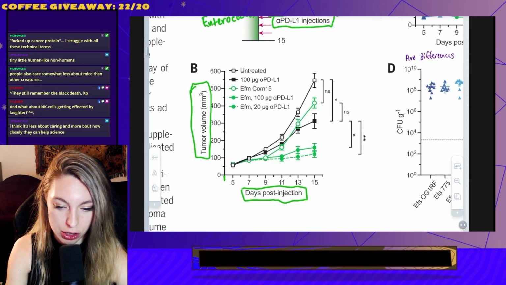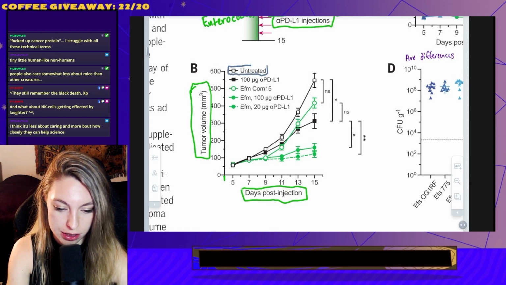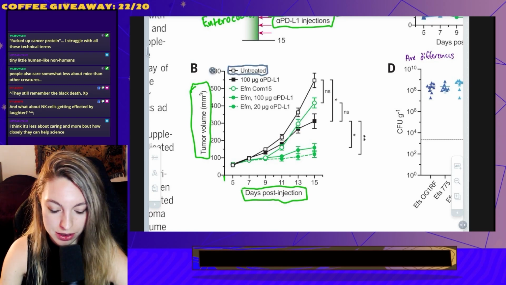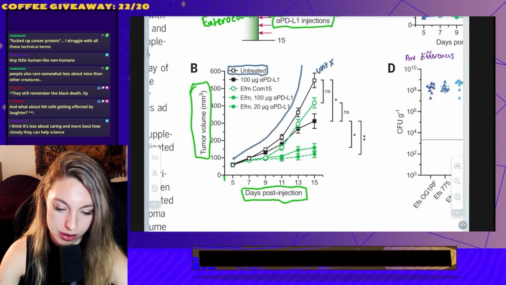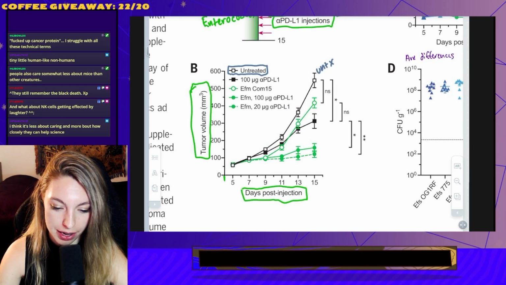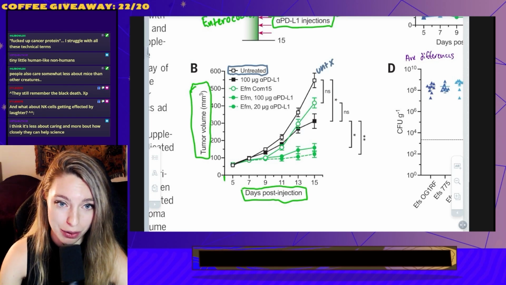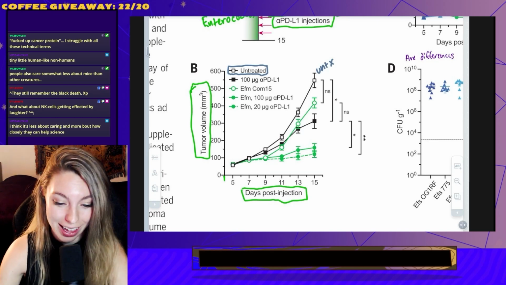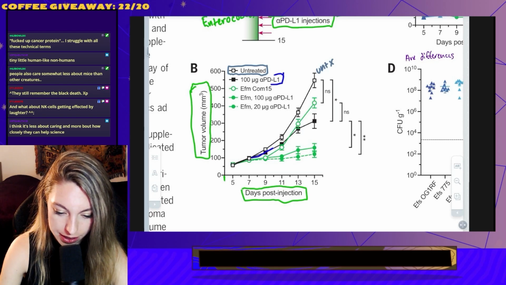Now, there's several conditions that we need to look at here. First, we have the untreated condition, which is indicated by a clear box right here. So this is untreated. And as you can see, the cancer cells just grow out really big. Then they treated some of the mice with anti-PD-L1. So this is the antibody that blocks the inhibitory receptors on T cells. So in this condition, the T cells are more activated. Yay! So this line is right here.